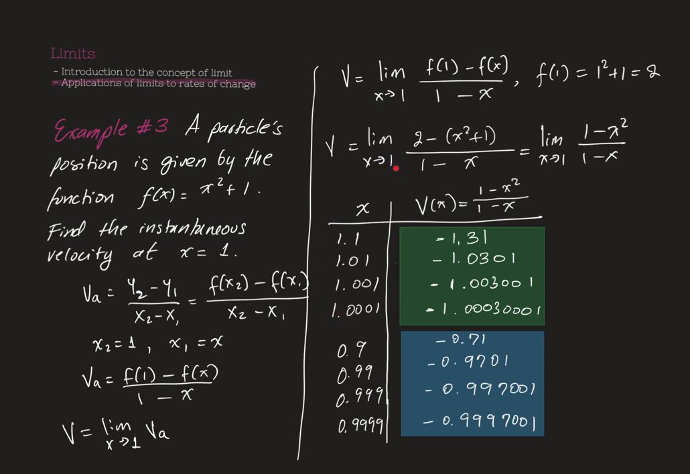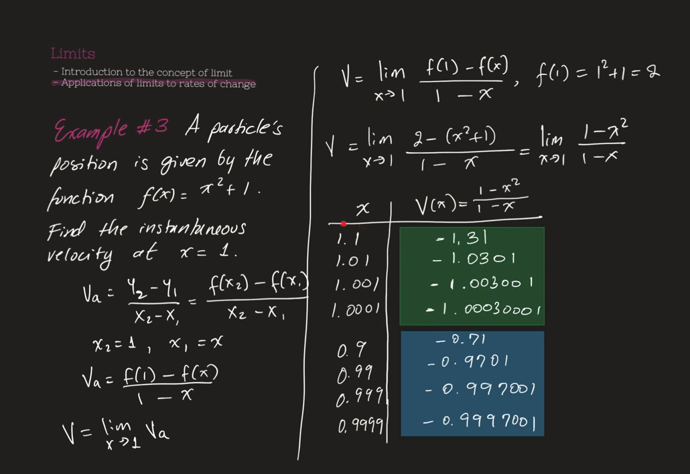In this case, the value we're interested in is 1. So we need to take values that are bigger than 1, but very close to 1. And also values that are smaller than 1, but are very, very close to 1. When we evaluated this function in the different values, we got these results.